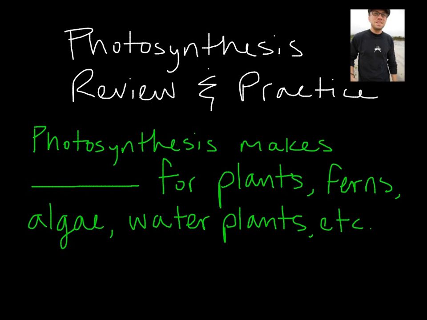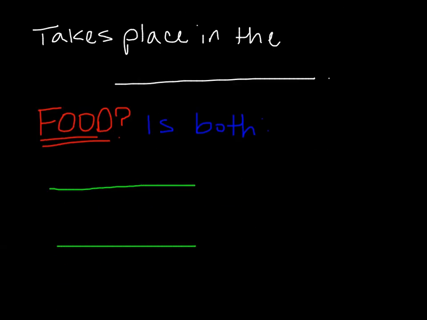Photosynthesis makes food for plants, ferns, green algae, and this also includes plants underwater. It takes place inside the chloroplast. And remember, this is an organelle that is only in plants. It's not in animals. So chloroplast makes food.